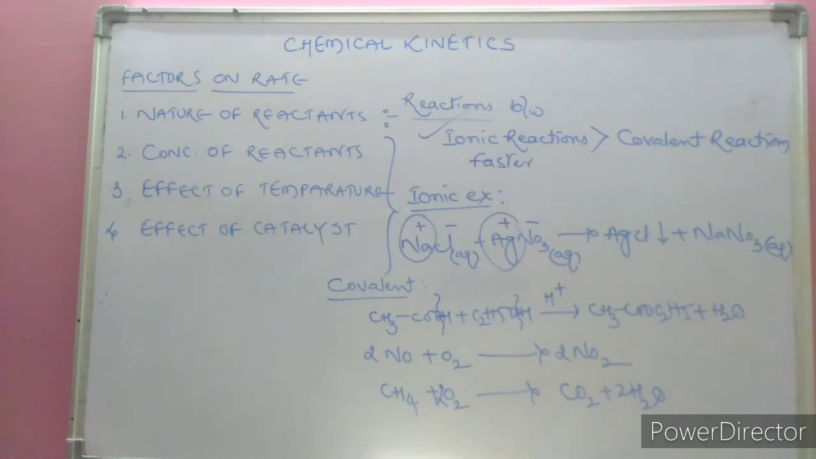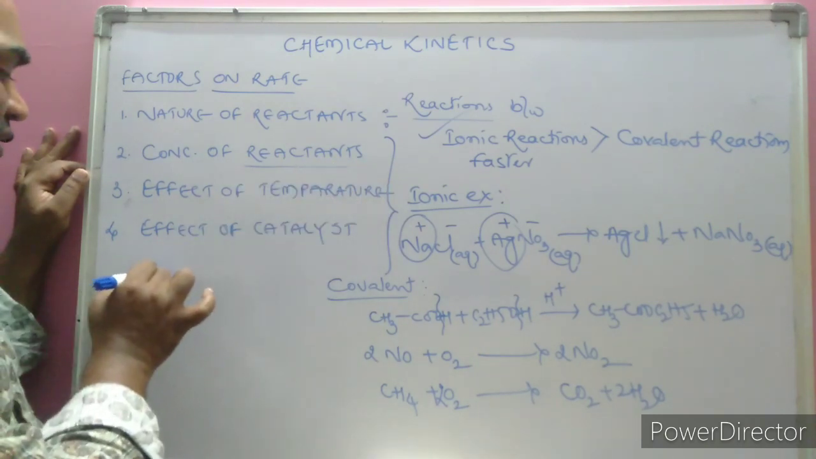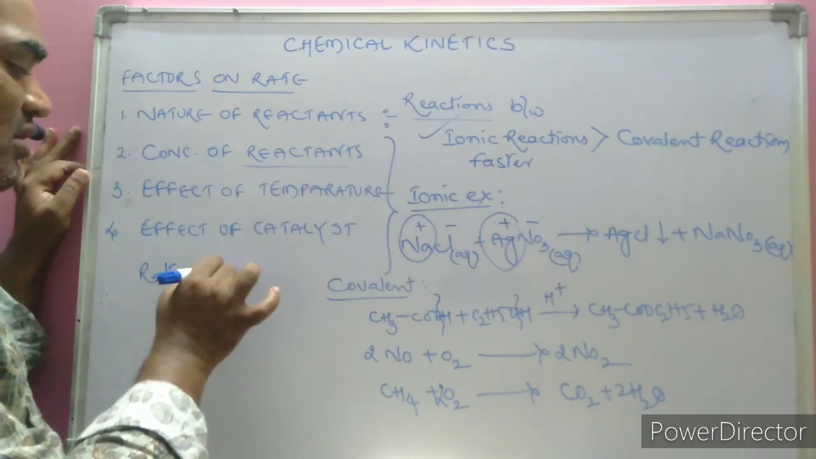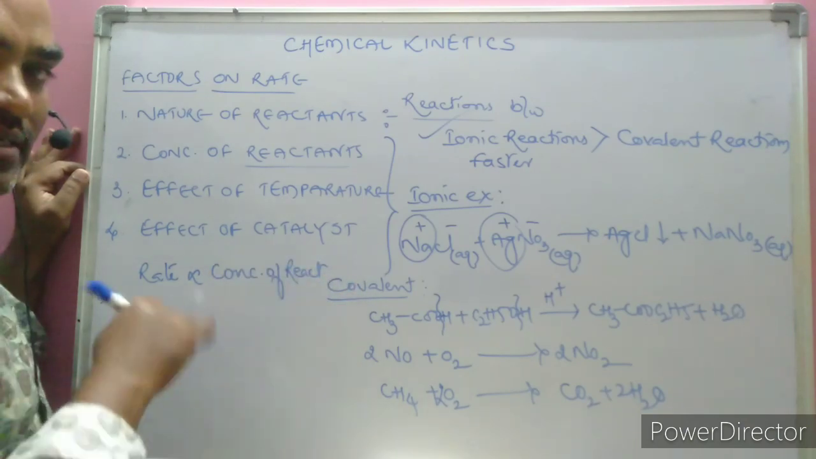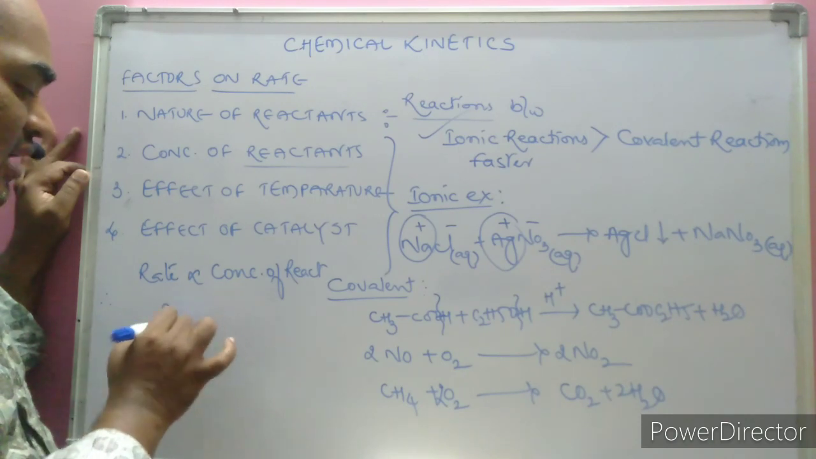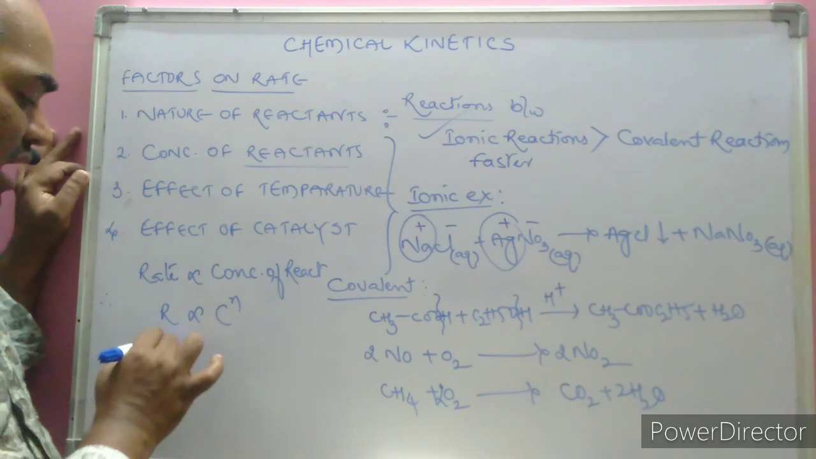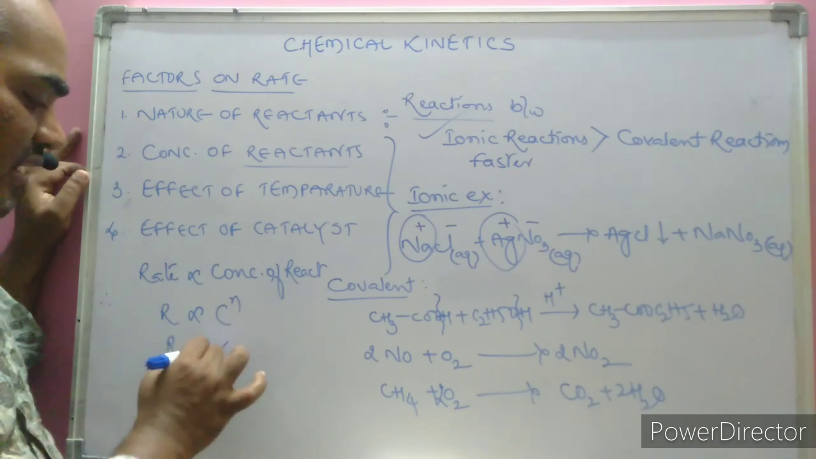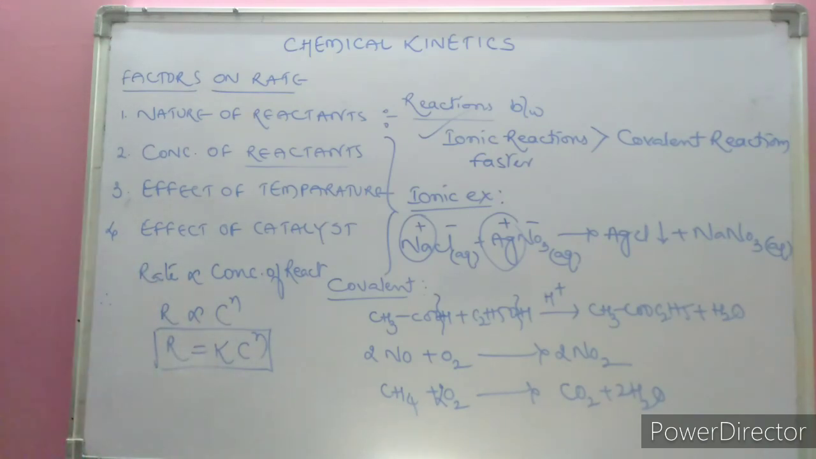And the effect of the concentration of the reactant: we know well the rate of any reaction is directly proportional to the concentration of reactants. As the concentration increases, the rate of chemical reaction also increases. Then rate is directly proportional to concentration to the power of n, and by removing the proportionality, rate is equal to k into concentration to the power of n, that we call the rate expression. The k is called the rate constant or the specific rate constant.